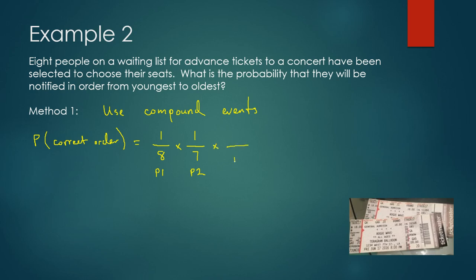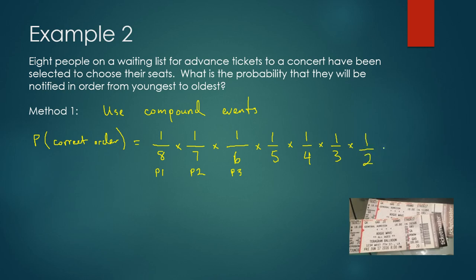For person 3, there's 6 people left, and one of them is the youngest of those 6. And we're going to go down the line. I will write out, in this case, it's not too bad. 1 over 3 times 1 over 2.